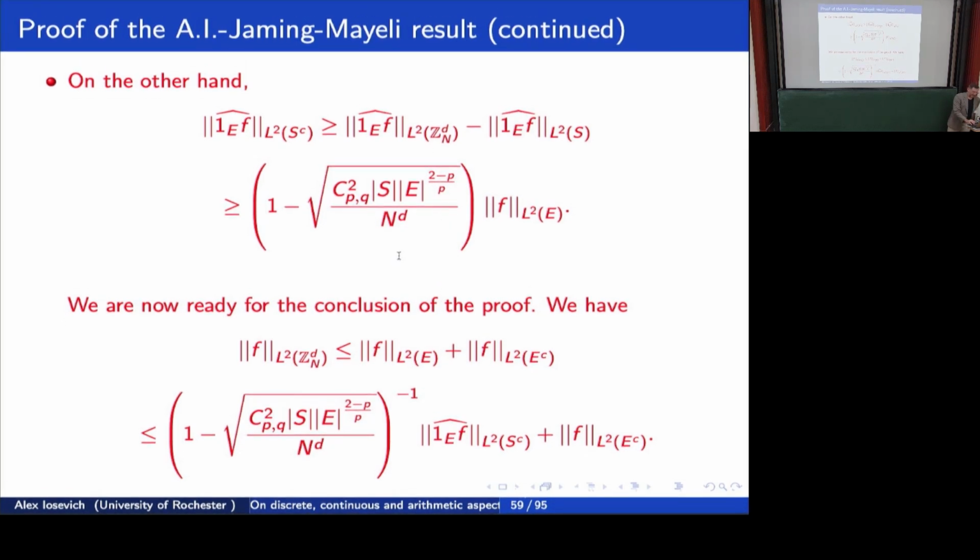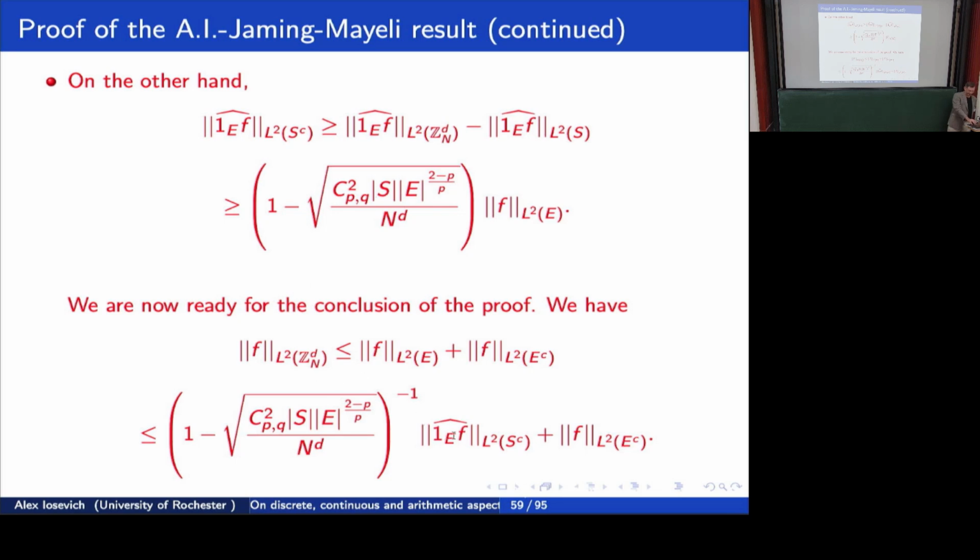Okay, so now we are basically ready to finish up the proof. We bound the L2 norm of the function by the L2 norm over E plus the L2 norm over E complement. And this is why we unified the norms, because now we can apply this inequality in reverse.